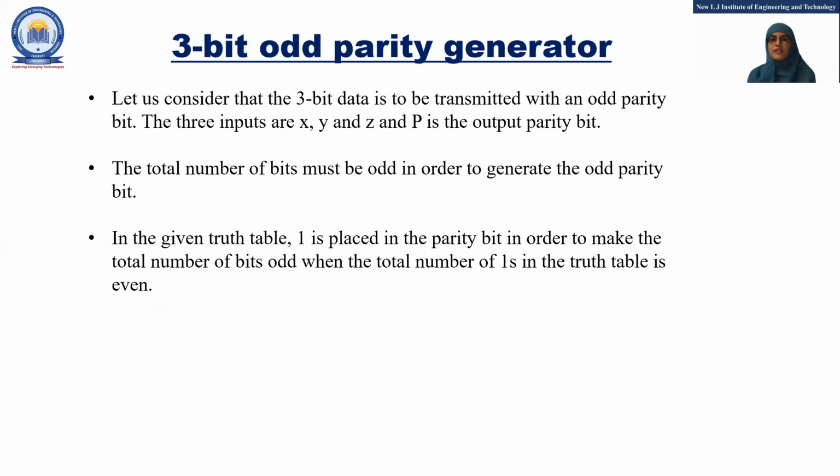Next is 3-bit odd parity generator. So here 3-bit data is transmitted with the odd parity bit. The 3 data inputs are X, Y and Z, and P will be the output parity bit. As the name suggests, it must be odd parity. So the total number of ones must be odd in order to generate the odd parity bit.